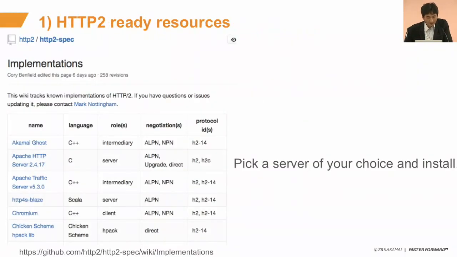So first one, server resources. There's a nice website which compiles the information about the HTTP2 server and client and any other technical resources. And you can just look at the page and pick a server of your choice. So if you are using Apache server right now, then the natural choice would be Apache HTTP2 server. But there are other kinds of servers, so just go through the page and pick a server of your choice.